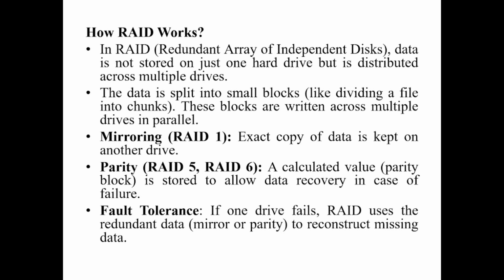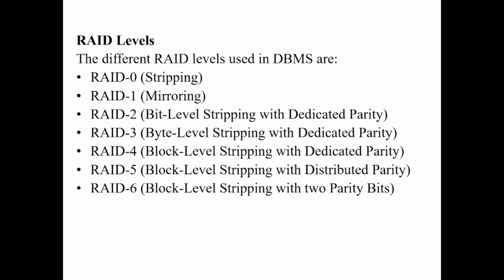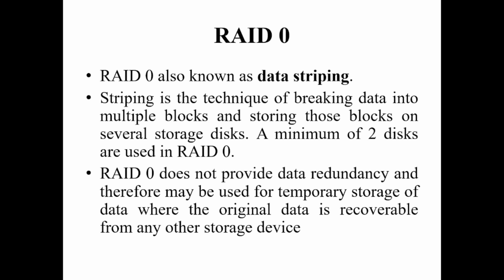And fault tolerance means, for example, if you lose one drive, RAID uses the other information, like parity bits or a mirroring disk, to recover the missing data. That is fault tolerance. And here we have the RAID levels: RAID 0, RAID 1, RAID 2, RAID 3, RAID 4, RAID 5, and RAID 6. RAID 0 is also called data striping.